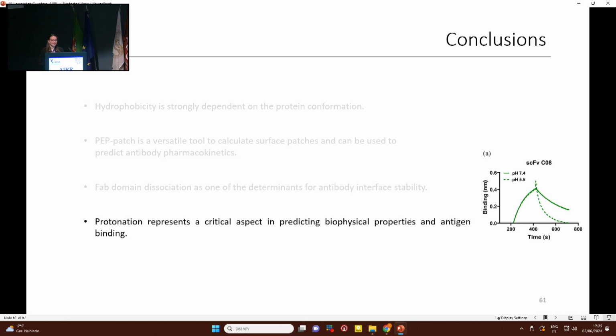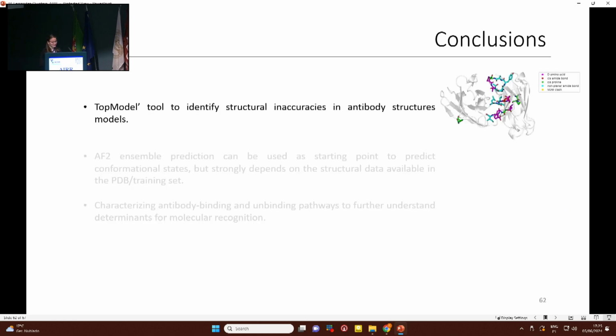And also when you want to engineer and design pH-dependent antibodies, you should not only focus on the CDR loops, but actually focus on the VH-VL interface, and not necessarily only on histidines. TopModel is a tool that allows you to predict structural inaccuracies in antibody structure models, also as a Python tool, freely available.